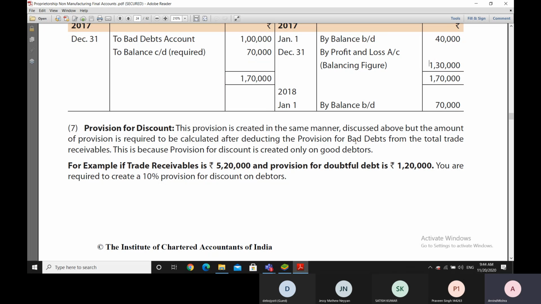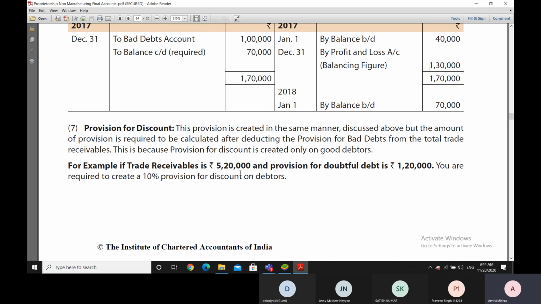Rather, we deduct the entire provision for bad debts itself, because we have created this provision on an estimated basis. We are estimating that whatever we have created the provision for, that will turn bad, and therefore we'll reduce the provision for bad debts from the trade receivables, and on whatever remains after that we will be offering a discount. So in order to calculate how much provision is required, this provision will be calculated on the figure which is arrived at after reducing the provision for bad debts from the total trade receivables.